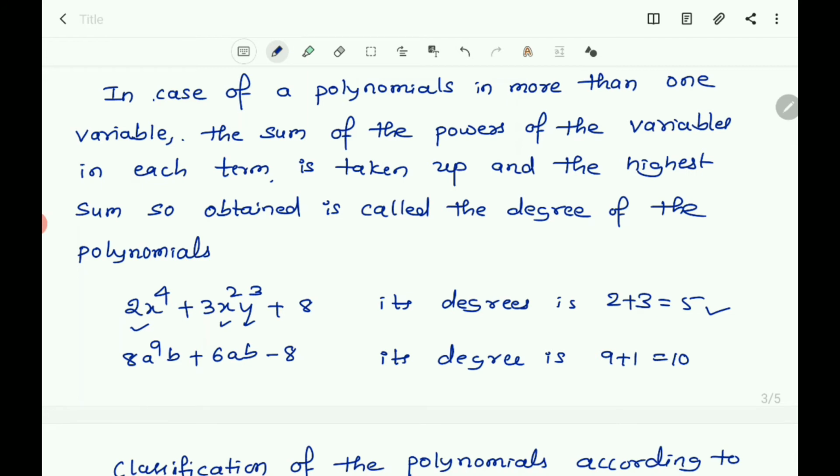And take 8a⁹b + 6ab - 8. Here the variables are 2, a and b are the two variables. And for the degree, you add the powers. Here a has power 9 and b has the power 1. So the degree becomes 9 + 1 = 10. The degree of the polynomial 8a⁹b + 6ab - 8 is 10.